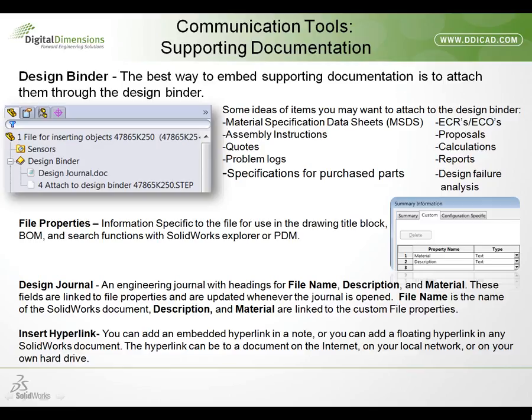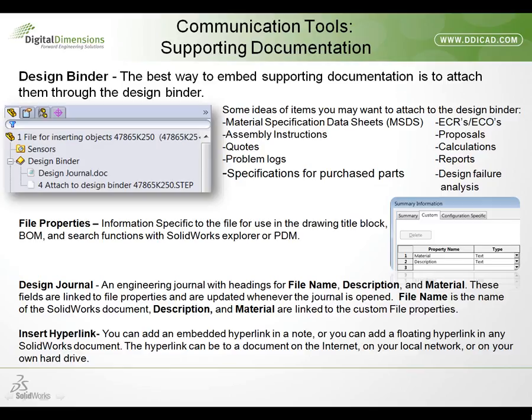In addition to the Design Binder, each SOLIDWORKS document contains file properties. The file properties should be information that's specific to that SOLIDWORKS file that can be used within the drawing title block, the bill of materials, and search functions when using SOLIDWORKS Explorer or PDMWorks Workgroup or PDMWorks Enterprise.